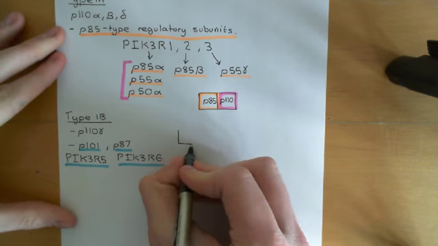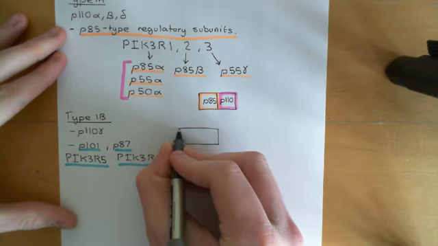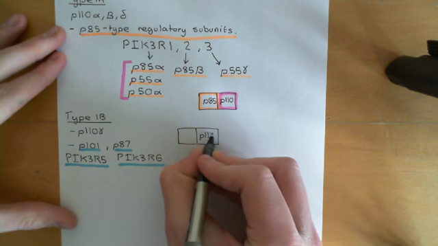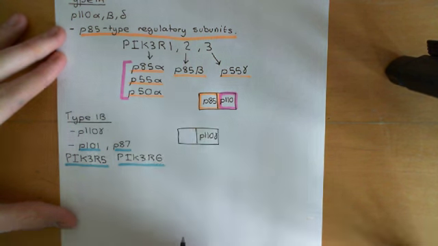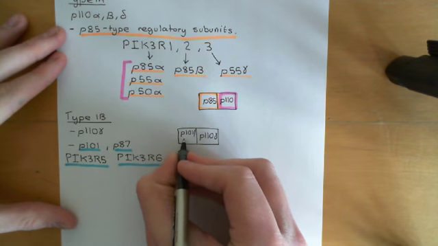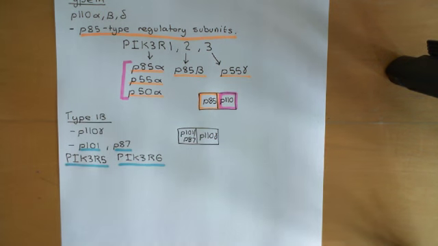the catalytic subunit. So if we draw this heterodimer here, you don't have any choice about the catalytic subunit. That is forced to be P110 gamma, but you do have a choice in the regulatory subunit. It can either be P101 or it can be P87 there. And that's a type 1b PI3 kinase enzyme.